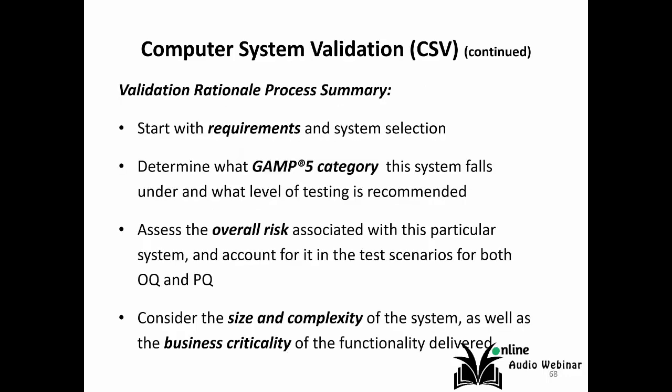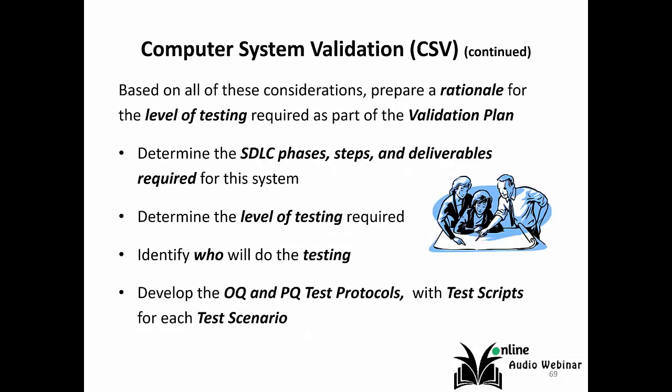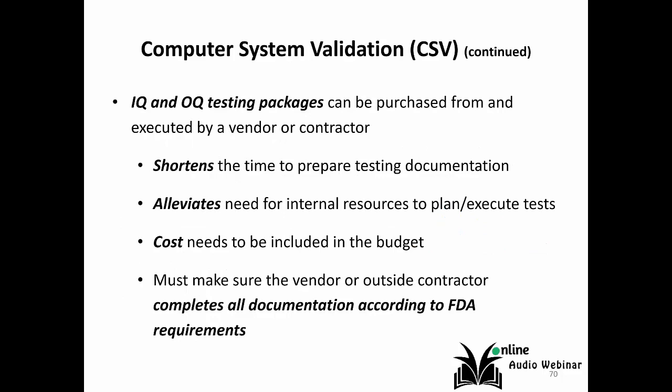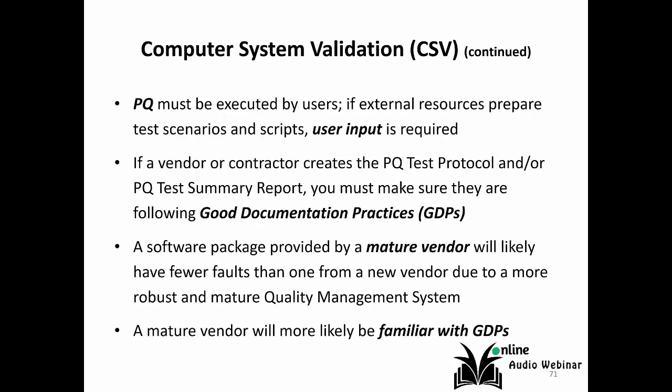Now, when you're doing your rationale for testing, requirements, you start with that, you select your system, you determine the GAMP5 category, the potential risk, and then think about size, complexity, and business criticality. Based on all of those considerations, you'll come up with a type and level of testing, a rationale for testing. Now, IQ and OQ testing packages. Now, PQ, performance qualification, also called UAT, user acceptance testing.